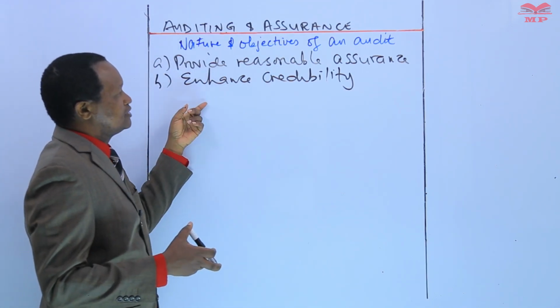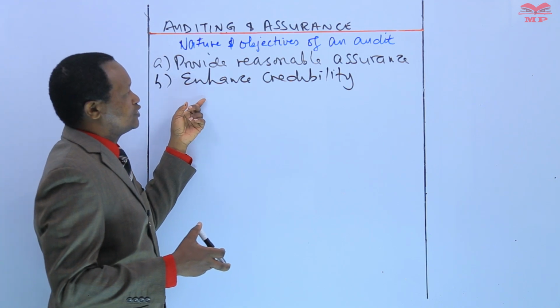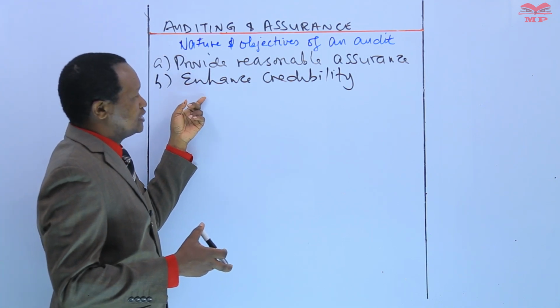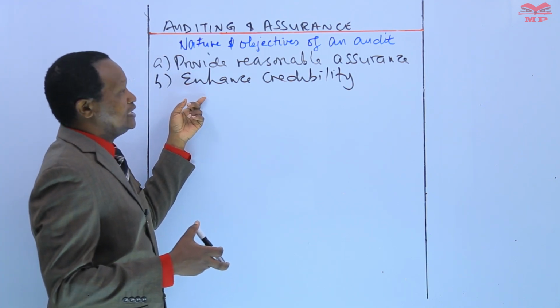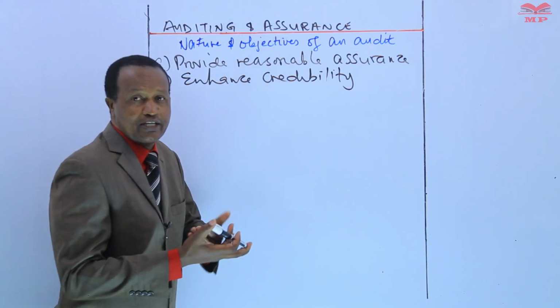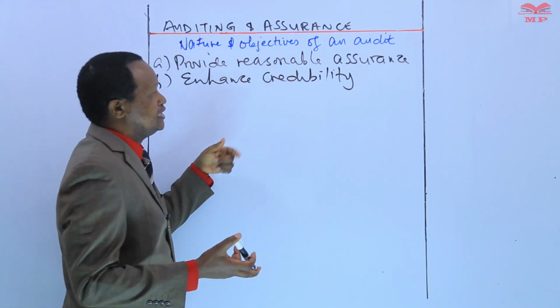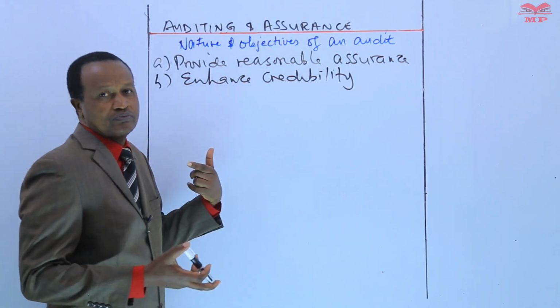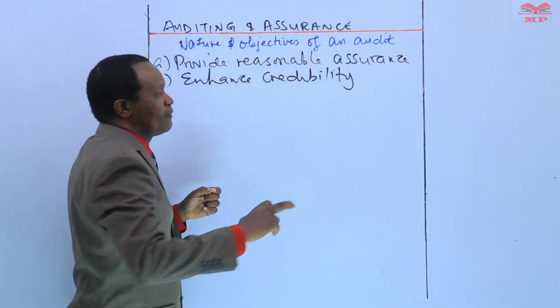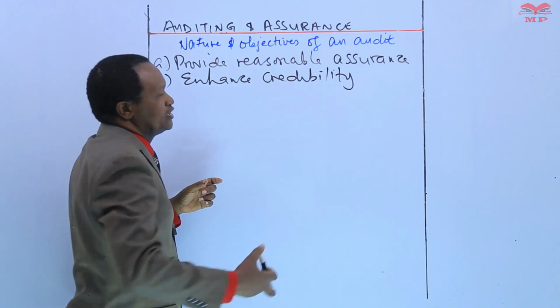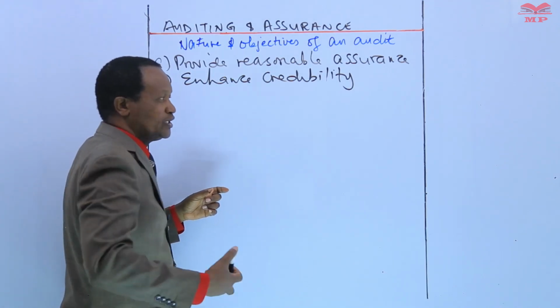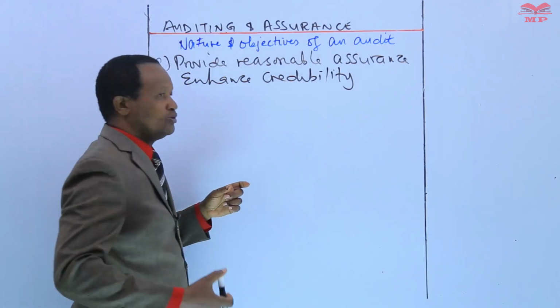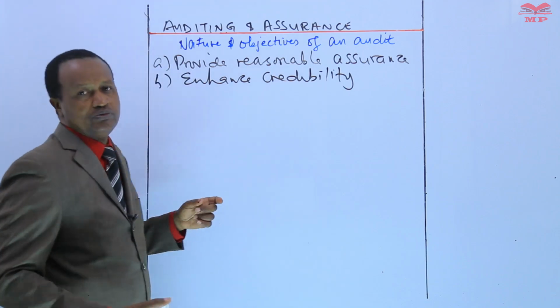So financial information that has been audited is credible. Why? Because such information is examined by a qualified professional who gives an opinion as to whether the financial statements as presented are accurate, credible, and reliable. Do you understand?